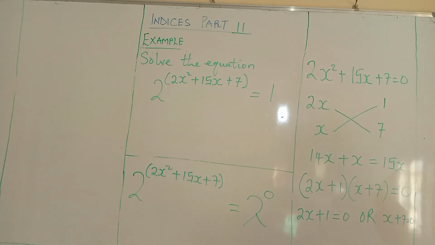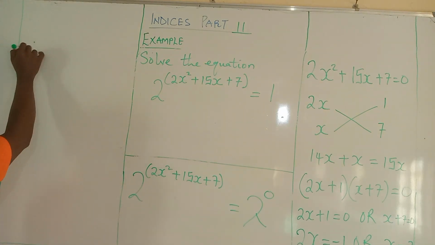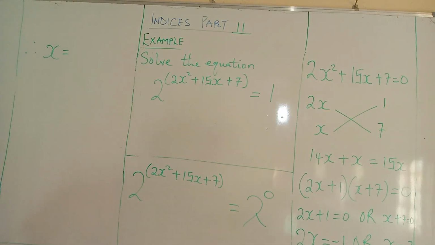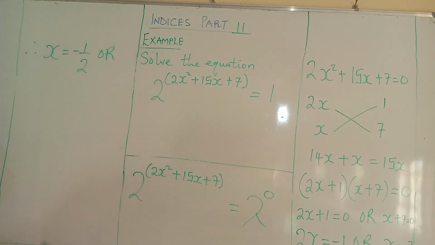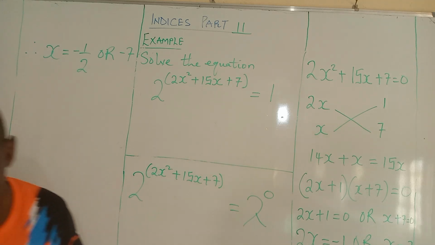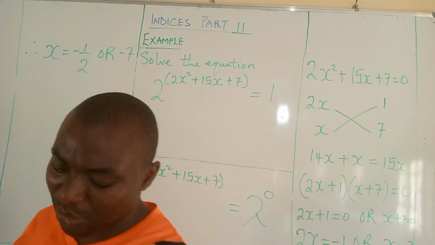So from here, if I move 1 over to this side, I'll have 2x is equal to minus 1. Or move 7 over to this side, x is equal to minus 7. So it therefore means that x is equal to minus 1 over 2 or minus 7. That's the answer. So the value of x is minus 1 over 2 or minus 7.